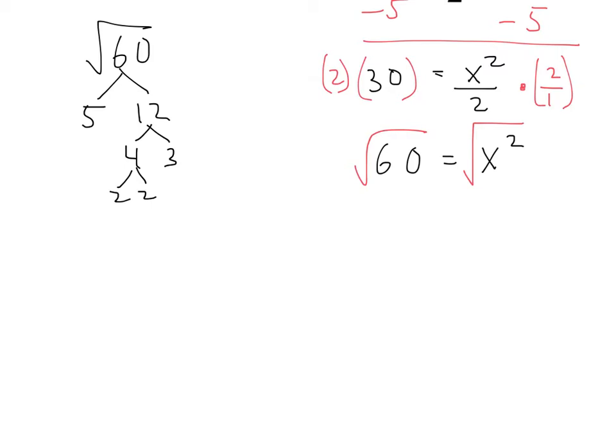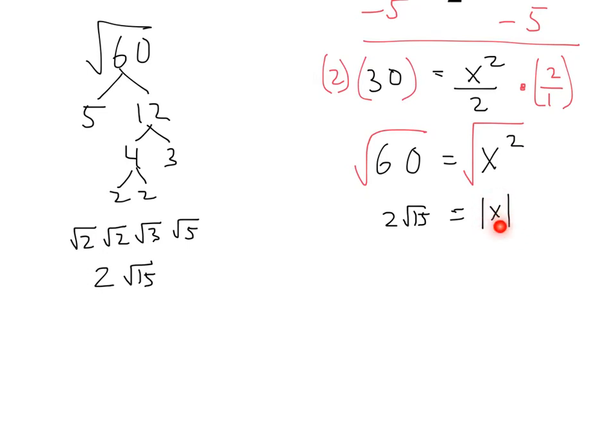So we can say that the square root of 60 is radical 2 times radical 2 times radical 3 times radical 5. And then by definition, the square root of 2 times the square root of 2 is 2. And then square root of 3 times square root of 5, that would be the square root of 15. So we can say that 2 radical 15 is equal to the square root of x squared, which is the absolute value of x.